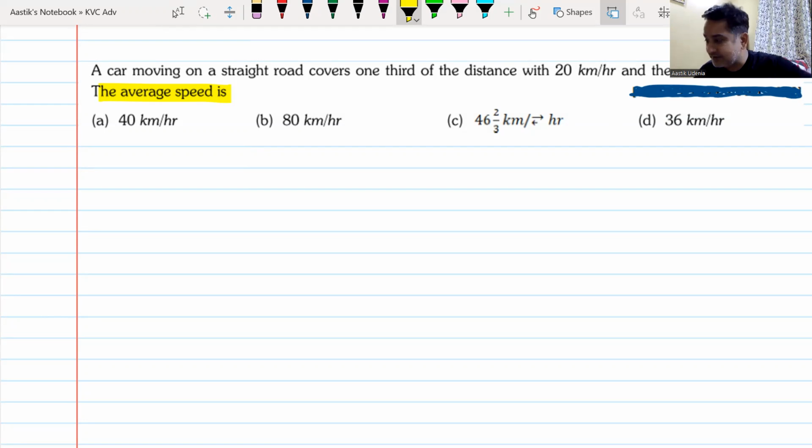This is how you start things off. The next class, we will go ahead. We'll also see some questions on instantaneous speed as well, average speed, and then we'll move on to average velocity.